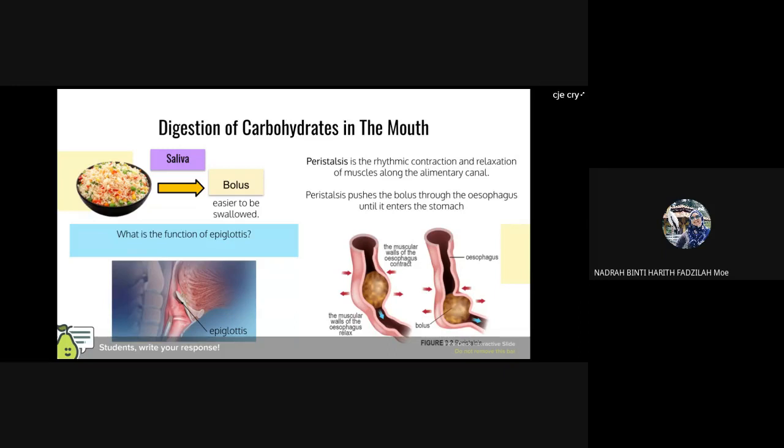Okey, ada soalan kat sini. Sekejap ya, saya baca dulu. Okey, soalan dia ialah kalau tersedak macam mana pula? Okey, habiskan. Okey, saya nampak ada satu soalan kat sini. Kalau tersedak tu maksudnya apa?